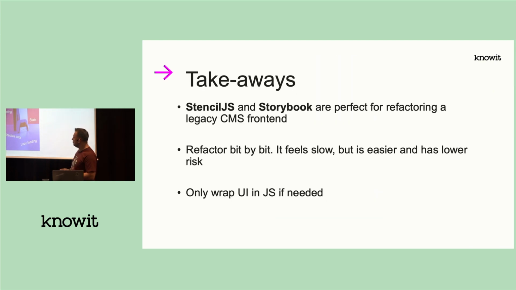This is cool. So the takeaways from today: Stencil and Storybook are perfect for refactoring a legacy CMS frontend, in my opinion. When refactoring, make sure to do it bit by bit, and it feels like it's slow, but really it is easier and it has a lot lower risk, and it's much easier to communicate to people up in the management. And also only wrap UI in JavaScript if you really need to.